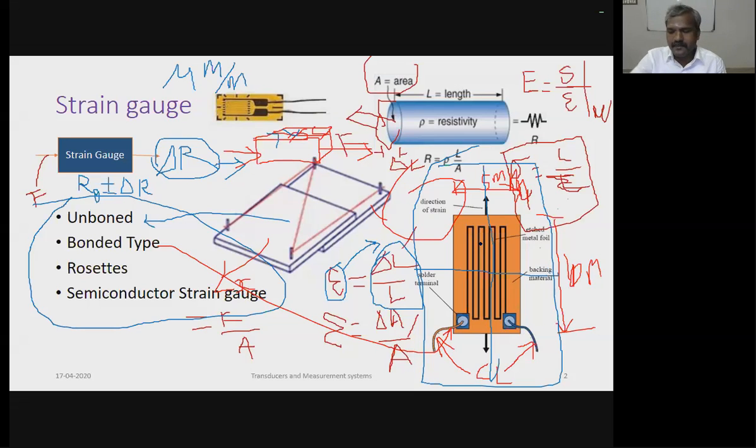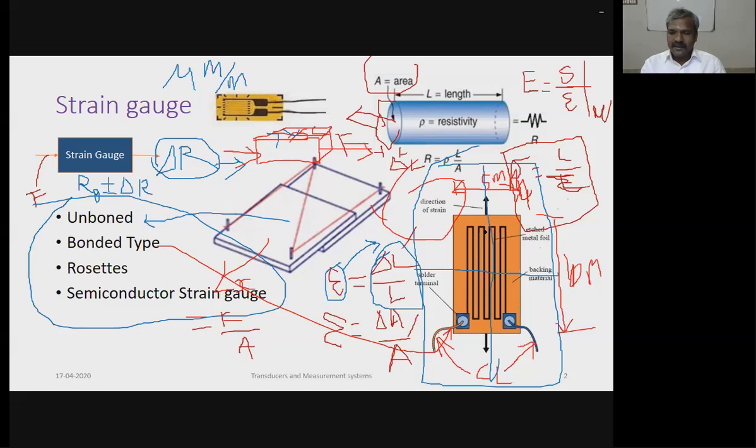There are some cements available in the market to paste or bond the strain gauges. Those cements are called strain gauge cements. Please refer to the textbook for the properties of the cement that should be followed, and how to bond the strain gauge. Those procedures you can easily get from the textbooks.